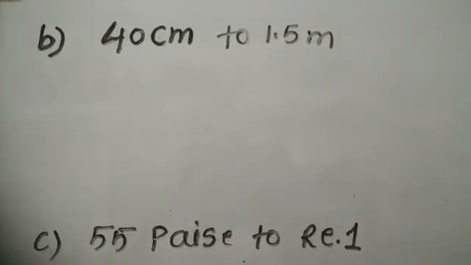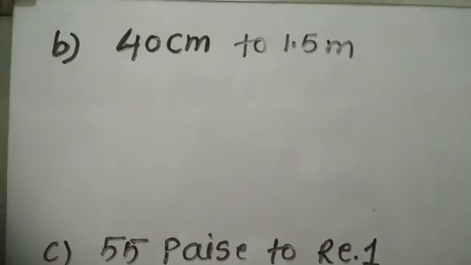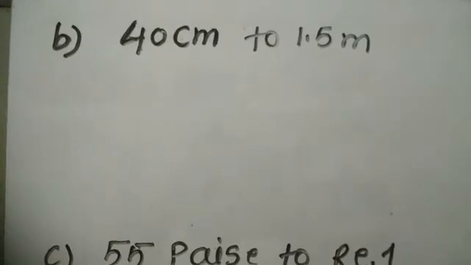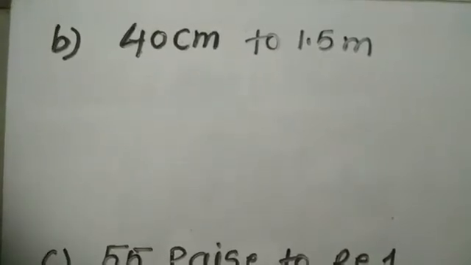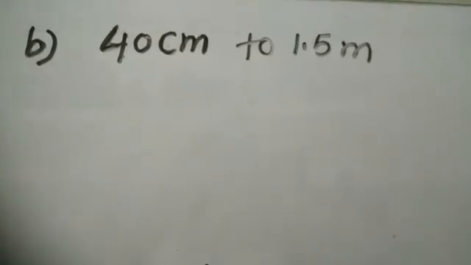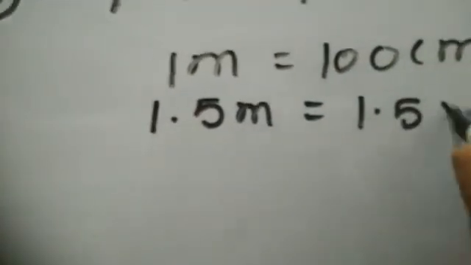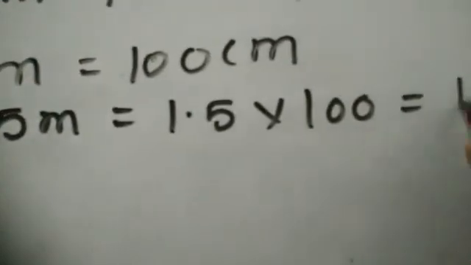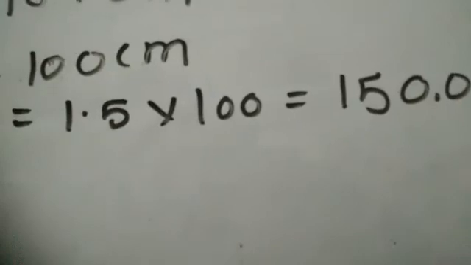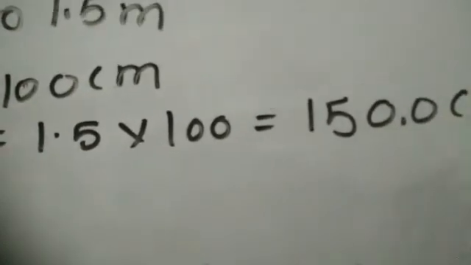Now let us see some more examples. Find out the ratio of 40 cm to 1.5 meter. Now children, here again you can see the quantities are not in the same unit, right? So first we express them in the same unit. Here I am going to express 1.5 meter in centimeters. Children, we know that 1 meter is equal to 100 centimeters, right? Therefore 1.5 meter is equal to 1.5 into 100, which is equal to 1500. And if you put the decimal point after one place from right, it will be 150 centimeters.